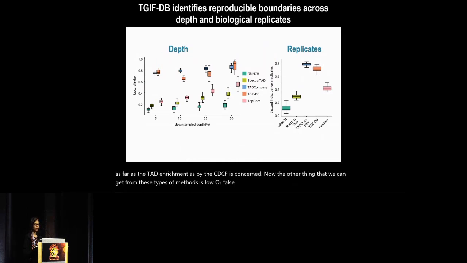Now, the other thing that we can get from these types of methods is lower false positives. So to get to that question, what we did was we took a high-depth data set, and then we downsampled it, and we asked, do the TADs that we get between the high-depth and the low-depth data set, or across biological replicates, how similar do they look? And we measure that similarity based on a Jaccard coefficient, and we want a good, robust method that is not sensitive to depth and systematic noise, which should have a high score. And what we see is here, TGIF-DB and TADcompare are able to do much better compared to these other methods, and also across replicates.